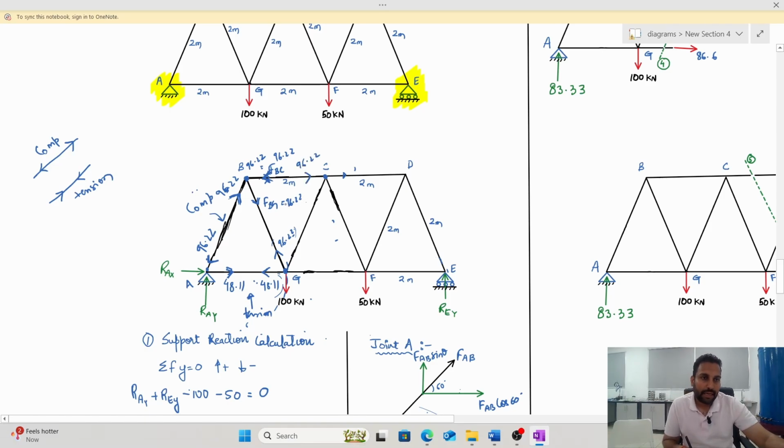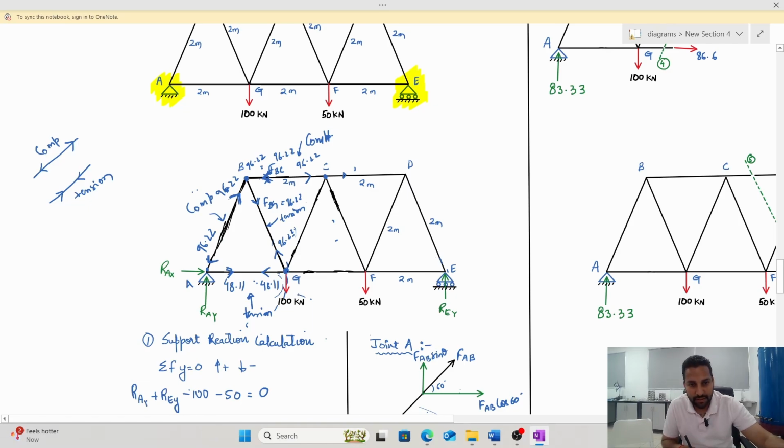Now again remember the concept of compression and tension. If the forces are going towards the joint, it is compression, so the top portion is in compression, and this portion is in tension because they are going away from the joint. Similarly, I will analyze the joint G also.